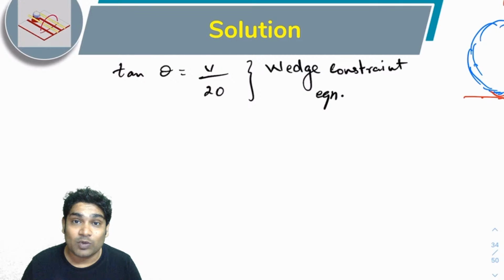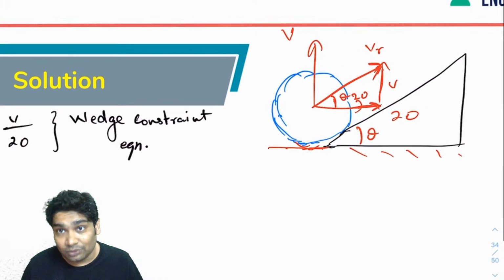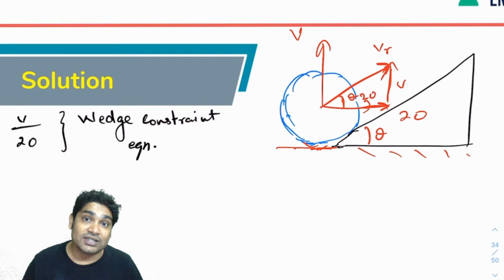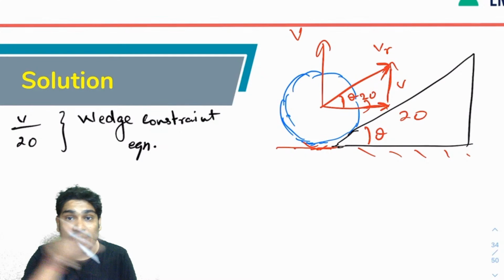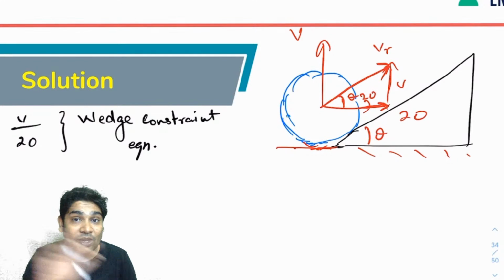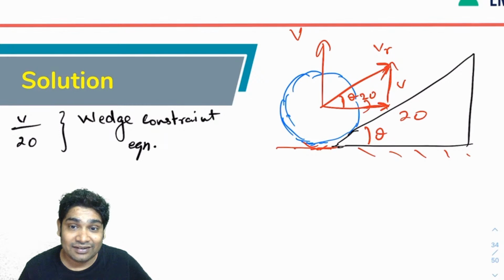Alright, this is how I got this wedge constraint equation. I told you the trick for getting wedge constraint equations is that whatever is touching a wedge, you go to the reference frame of the wedge and look at that thing. Now that thing should have a velocity or an acceleration only along the incline. That is the trick that I use.